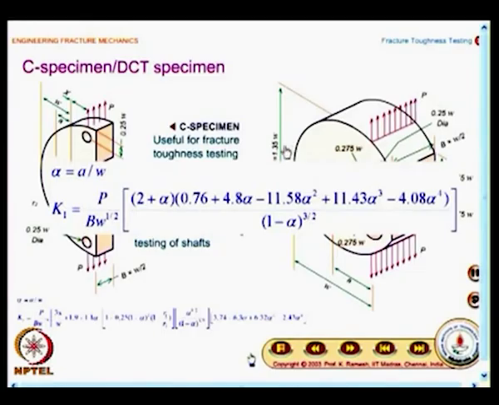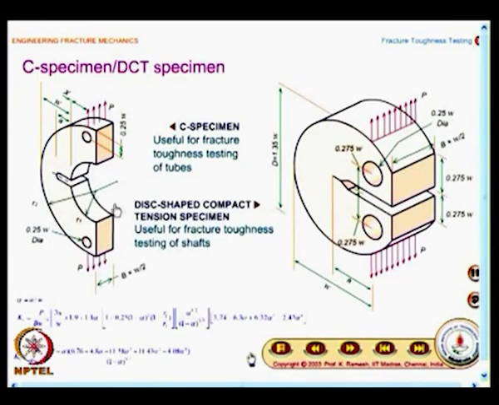and for the disc shaped specimen you have K1 equal to P by B W power half multiplied by 2 plus alpha into 0.76 plus 4.8 alpha minus 11.58 alpha squared plus 11.43 alpha cube minus 4.08 alpha power 4 divided by 1 minus alpha whole power 3 by 2. So, you have the expressions for the C specimen as well as the DCT specimen.